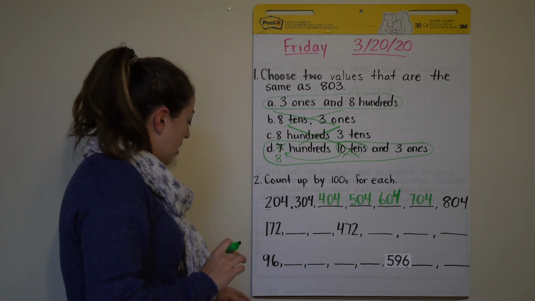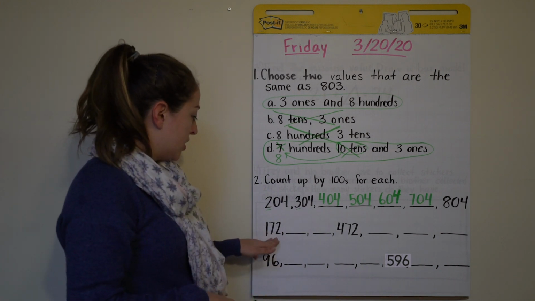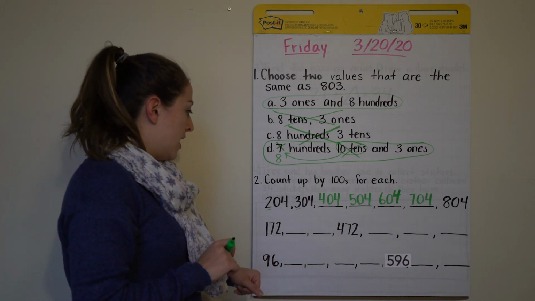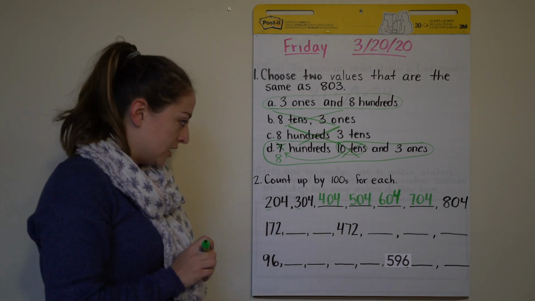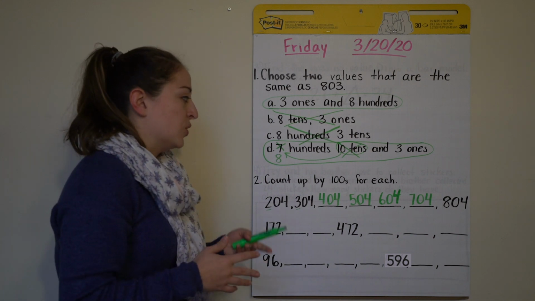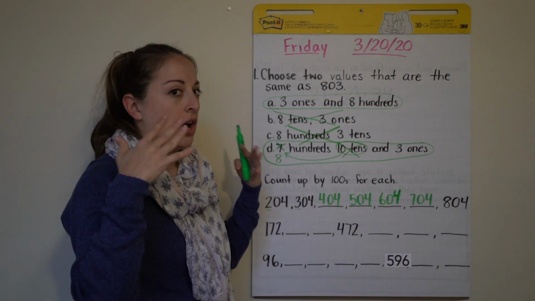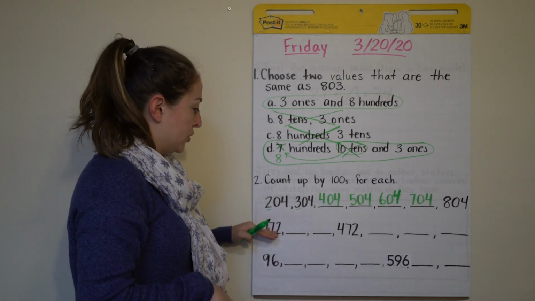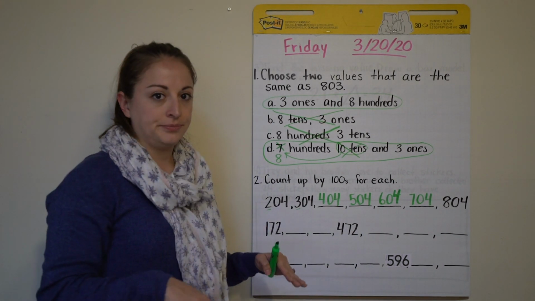All right. This one says 172, and then there's 2 blank spots. Then it says 472. So again, remember what I told you about the hundreds place, the tens place, and the ones place. So I actually want you to try this one on your own again.